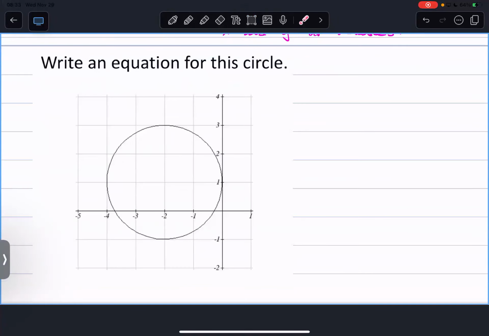What do we need to write an equation for all the XY points on this circle? We know we need the center, the point in the center. We also need the radius. And so let's figure out where the center is. Looks like it's here. So what is that? -2, 1.